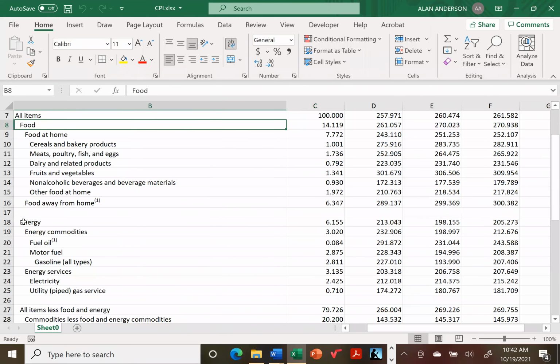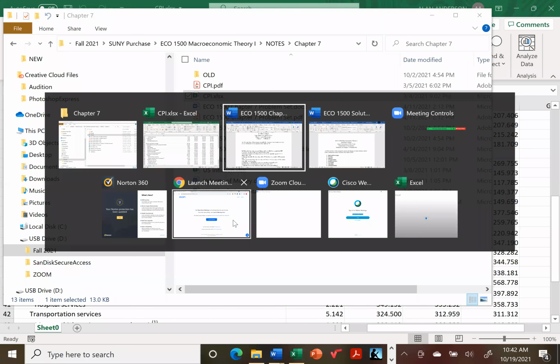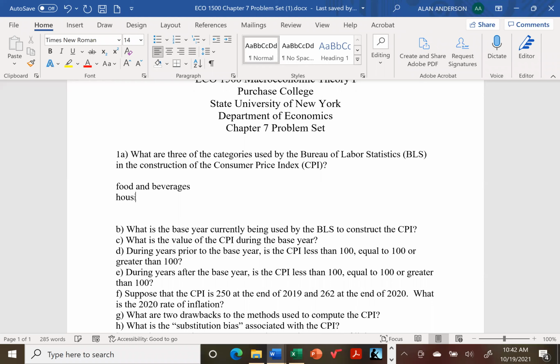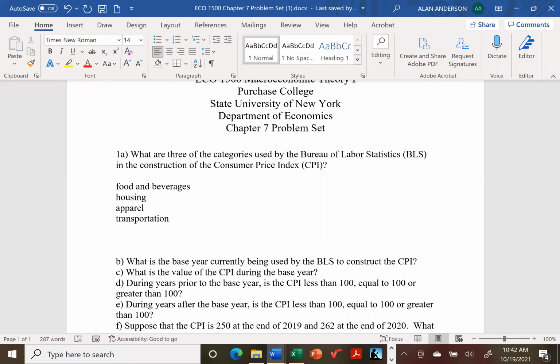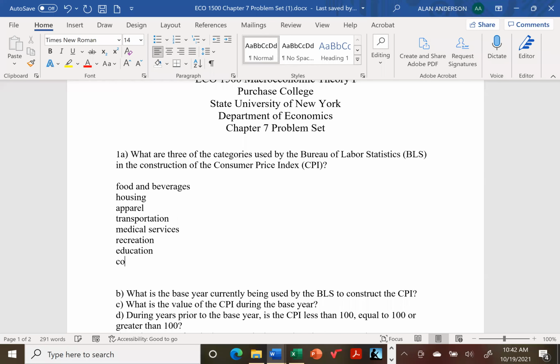For example, food, energy, apparel, all of these. But officially, the ones that are listed in the book are food and beverages, housing, apparel. Now, you only needed 3, but I'm going to put them all in anyway. Transportation, medical services, recreation, education, and communication. Okay, those are all of them. The others are all subcategories of these.